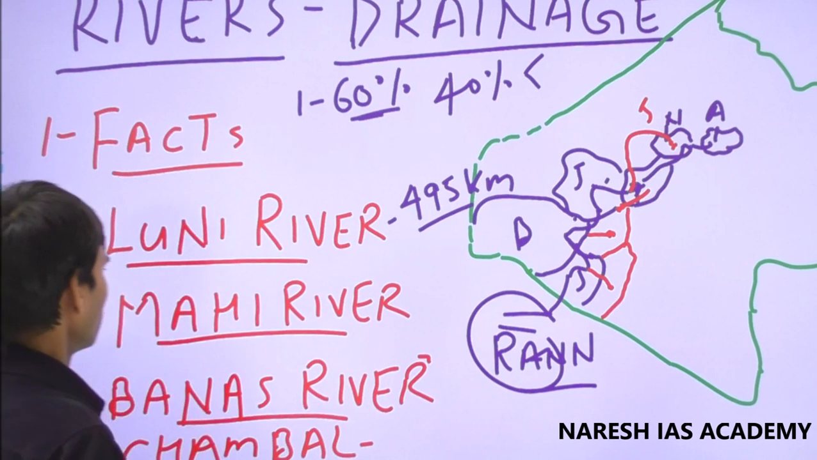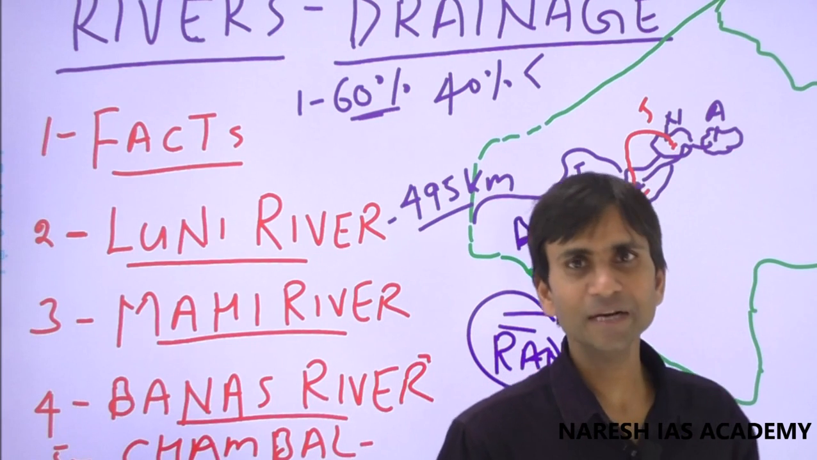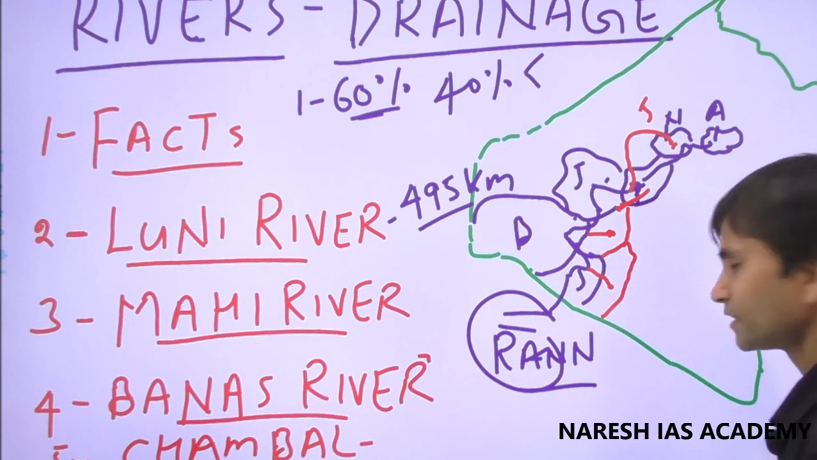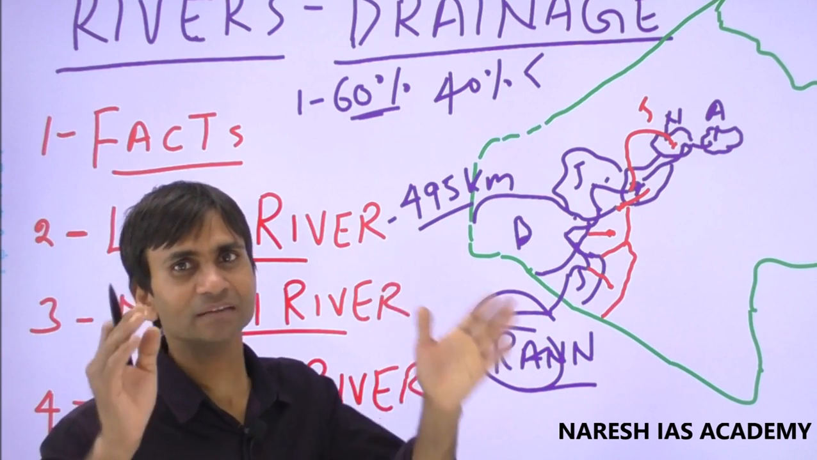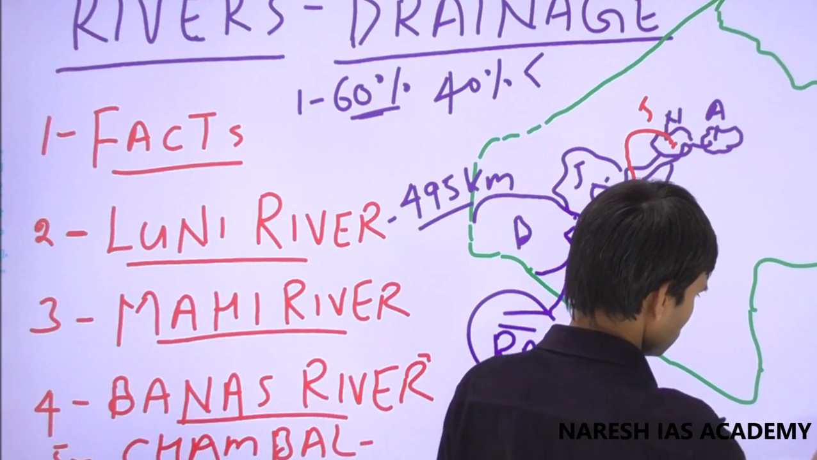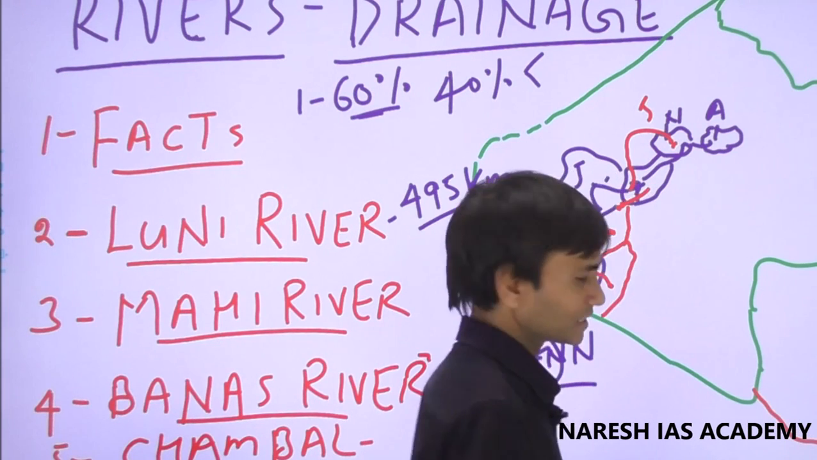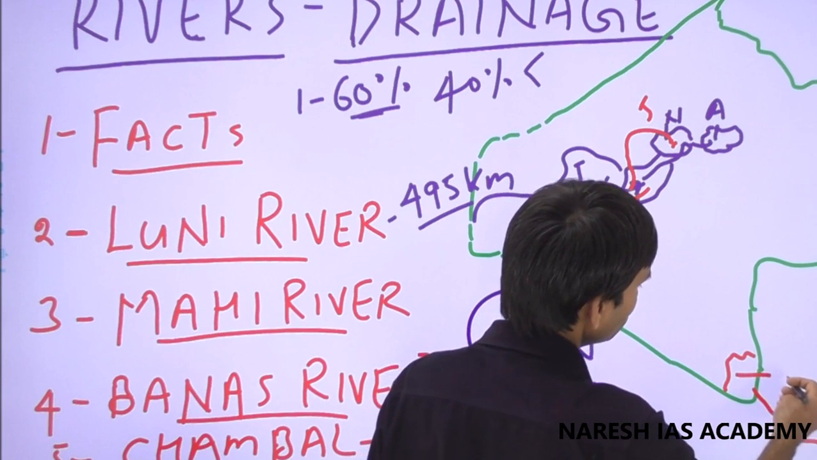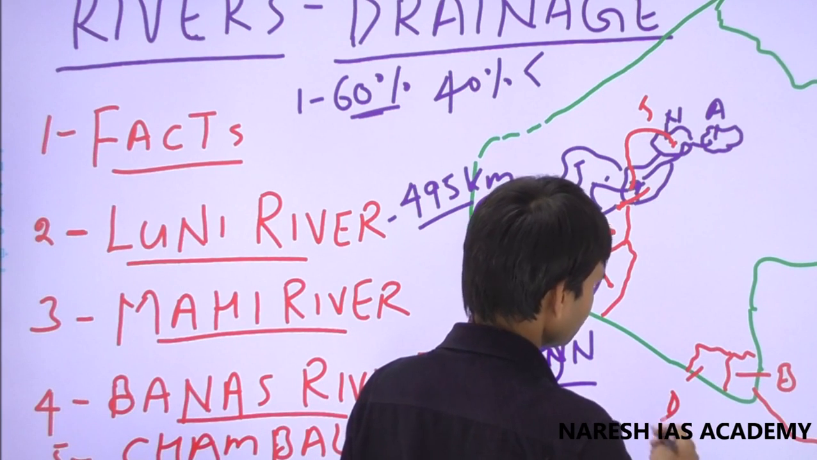Okay. Next is the Mahi river. Mahi river has its origin outside Rajasthan, in Madhya Pradesh, at the Mehad lake. After originating in Madhya Pradesh, it flows through Gujarat and enters Rajasthan through the Banswara district. This is the geographical boundary of the Banswara district, and this is the boundary of the Dungarpur district.